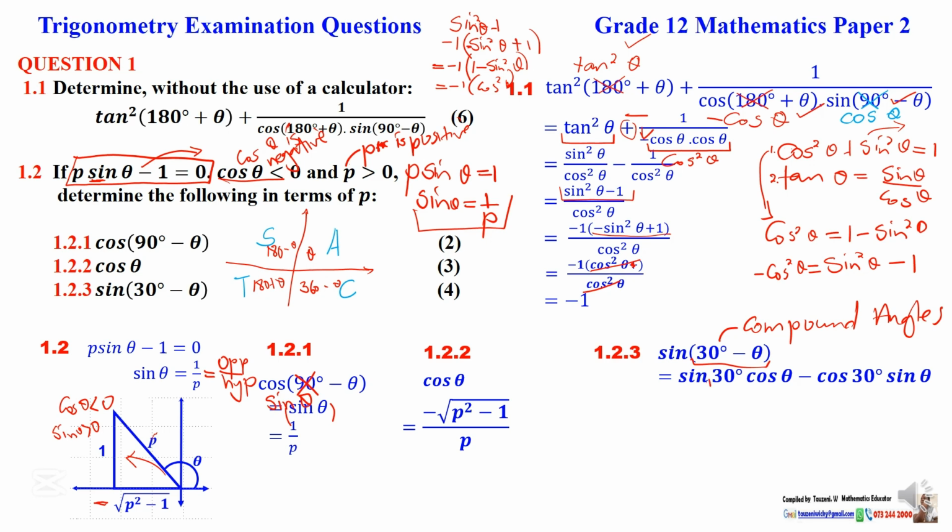So observe that this is a special angle. So the sine of 30 and the cos of 30, we use the values of special angles. Then the cos of theta is what we calculated in 1.2.2. The sine of theta is what we calculated in 1.2.1. If we did not calculate those values, we can still read their values from the diagram. So I do substitution and simplify my expression to simplest form. This answers question number 1.1 to 1.2.